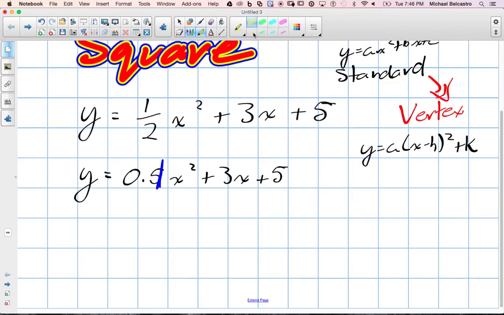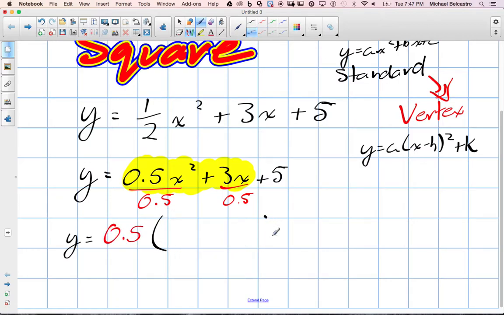We want to make the coefficient in front of the x squared 1. In order to do that, we're going to divide the very first two terms by whatever the coefficient is. Because it's 0.5, we divide both of the first terms by 0.5. So that 0.5 comes outside a set of brackets, and whatever our c value is still stays the same, way outside here.